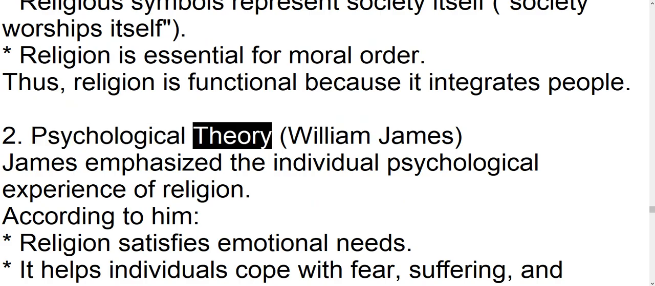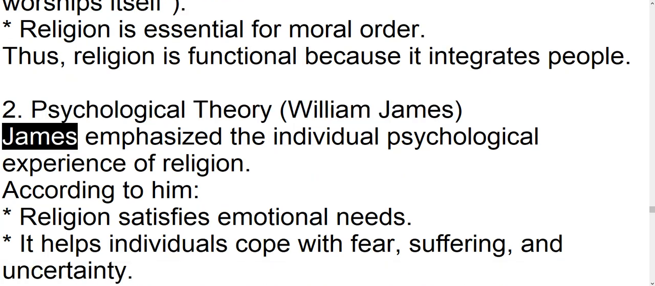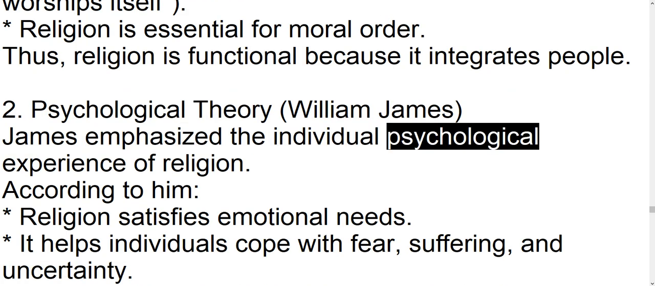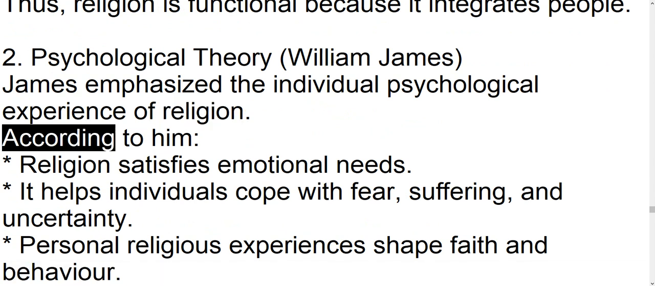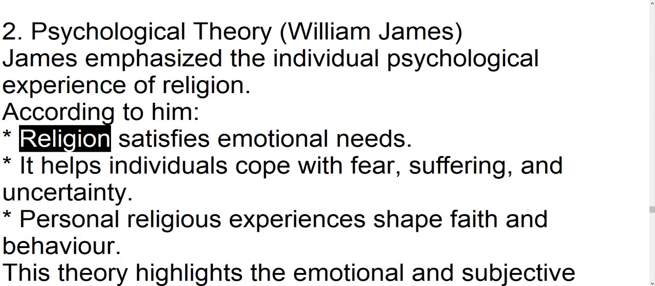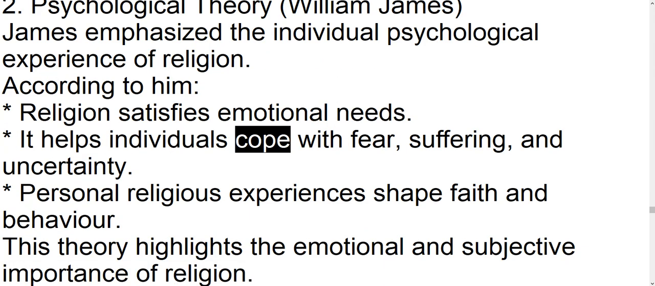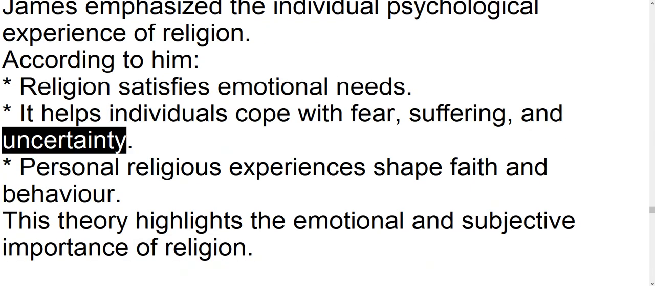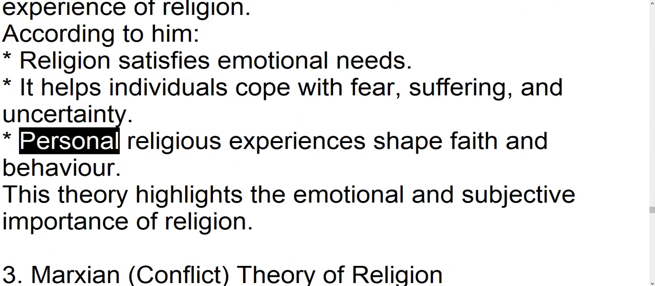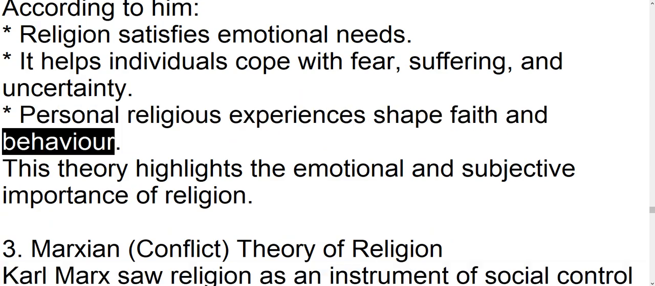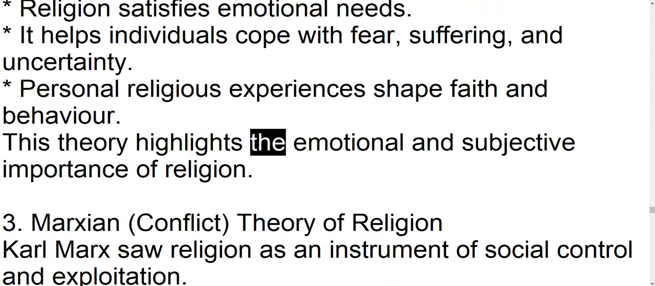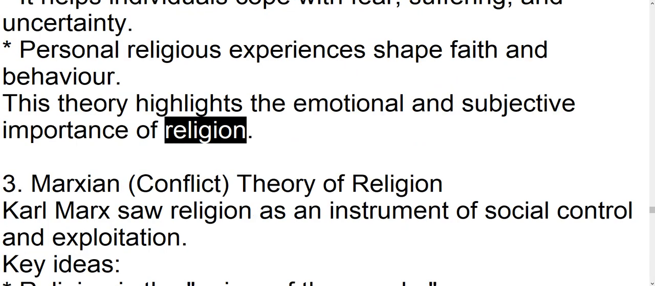2. Psychological theory, William James. James emphasized the individual psychological experience of religion. According to him, religion satisfies emotional needs. It helps individuals cope with fear, suffering, and uncertainty. Personal religious experiences shape faith and behavior. This theory highlights the emotional and subjective importance of religion.